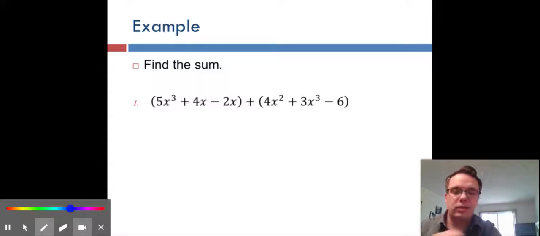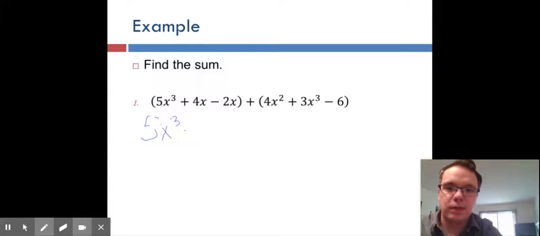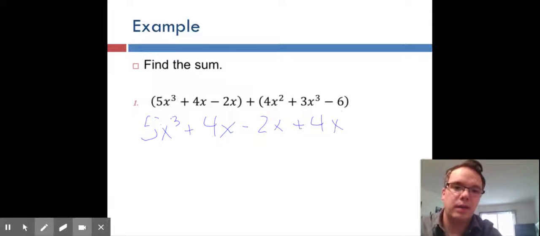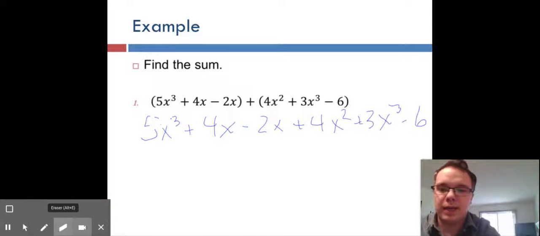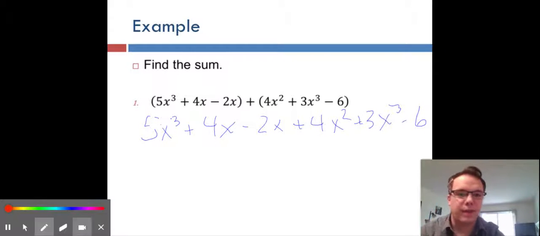So the first step is to drop our parentheses. So we have 5x cubed plus 4x minus 2x plus 4x squared plus 3x cubed minus 6. And then we're going to find like terms. So we're going to find the biggest power starting first, because remember we always write polynomials with the biggest power. And so it looks like our biggest power is cubed.